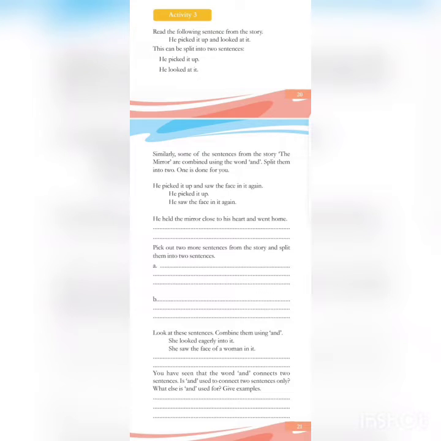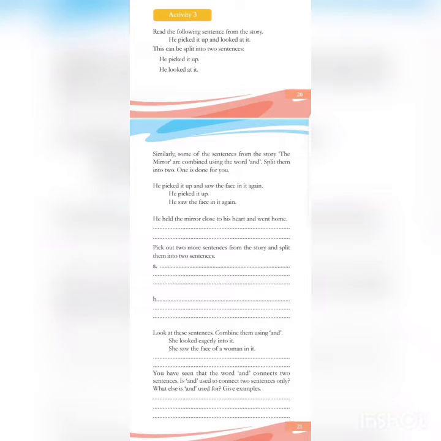Pick out two more sentences from the story and split them into two sentences. You must do it yourself. Now I give a clue. She grabbed the mirror from him and looked into it again. This is a sentence in the story The Mirror, page number 11, The Fight. She grabbed the mirror from him. She looked into it again. That is the second sentence.